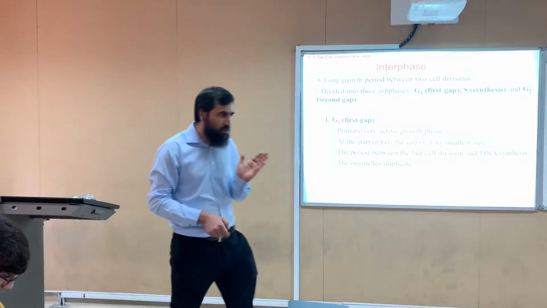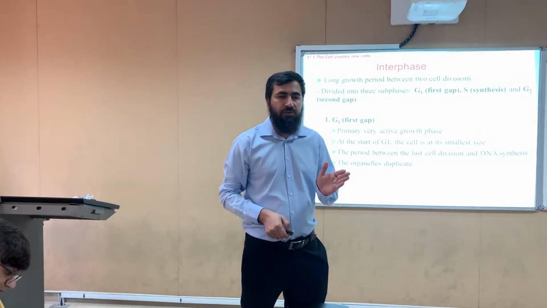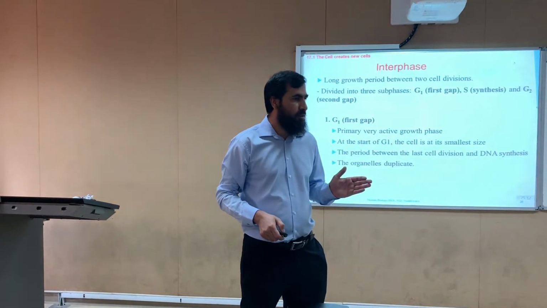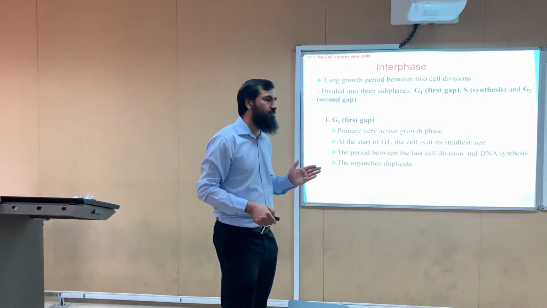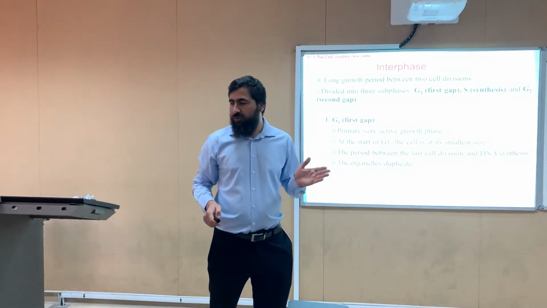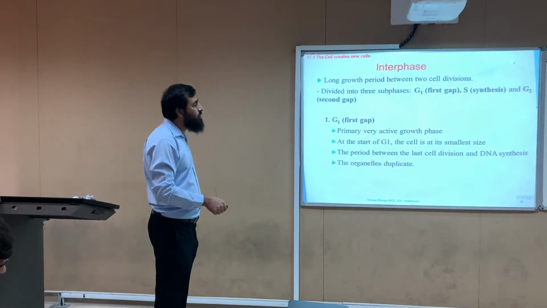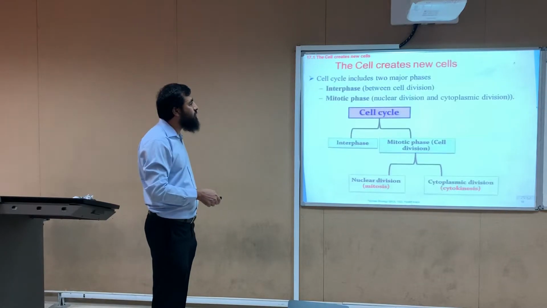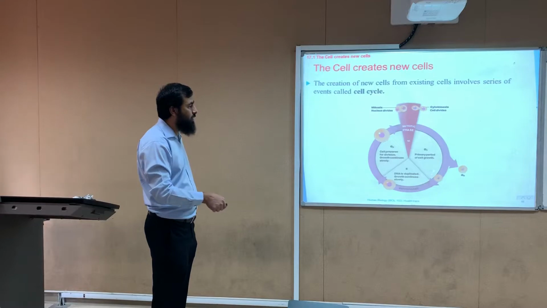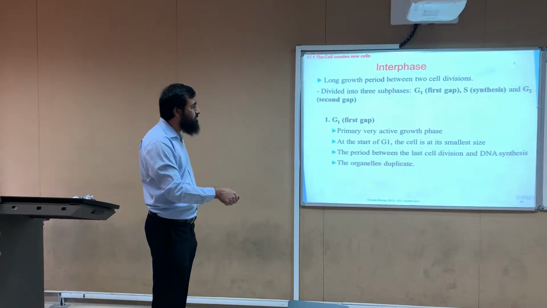So the cell is the smallest here, okay? If you're asked in the exam at which stage the cell is the smallest, you will say at the beginning of G1, okay? So the cell is the smallest at the beginning of G1. It will be the largest at the end of G2, okay? This period is between the last cell division and the S phase, okay? And as I mentioned, the cell is growing very actively, okay?